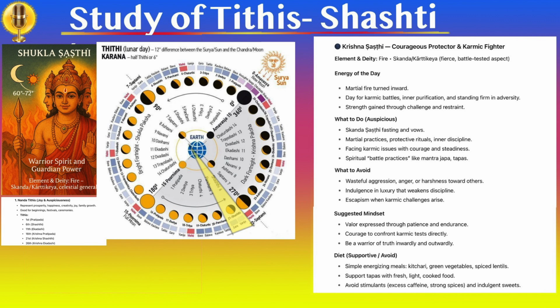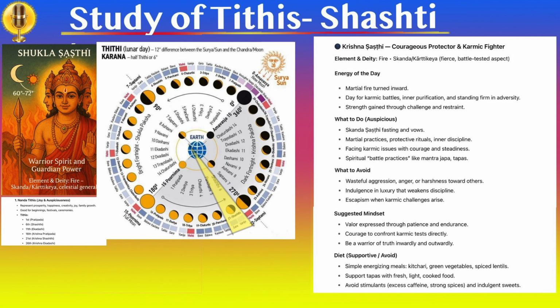What to do? Skanda Shashti, fasting and vows. The reason fasting gives a big boost to this is because your attention is not focused on satisfying the food and hunger all the time, so you can take your attention to other higher aspects. Martial practices, protective rituals, and inner discipline. It goes inward. The fire has gone inward. Facing karmic issues with courage and steadiness. It's not easy to deal with shadow until you have some degree of courage, isn't it? Spiritual battle practices like mantra japa and tapas.